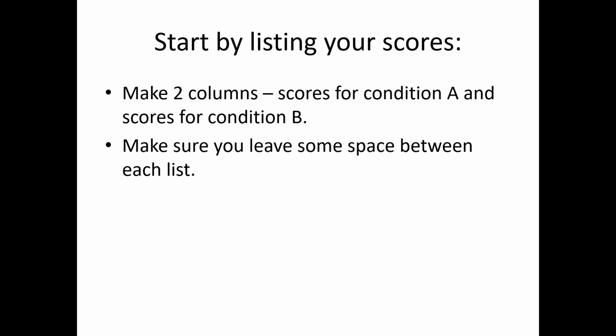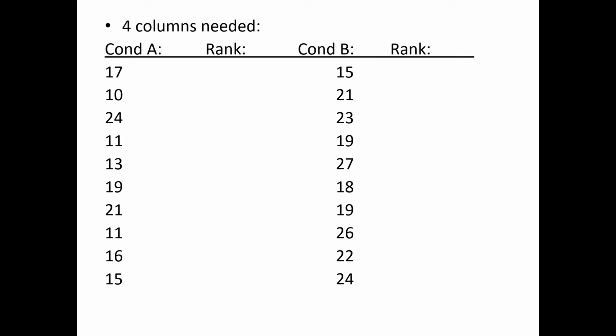So we have scores for condition A and scores for condition B, and make sure that you leave some space between each list. This is what your scores should look like. This is an imaginary data set. I just threw these numbers down because we want to have something to work with. I didn't go out and run an experiment and collect this data.